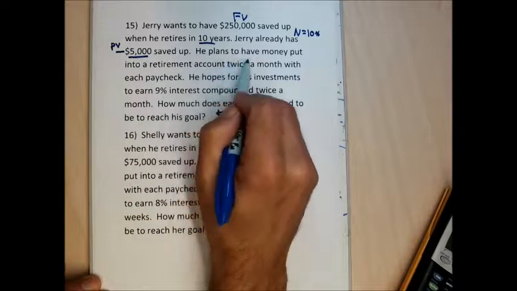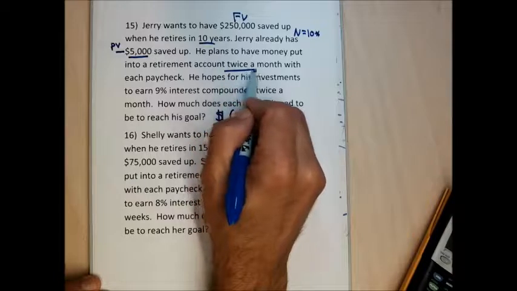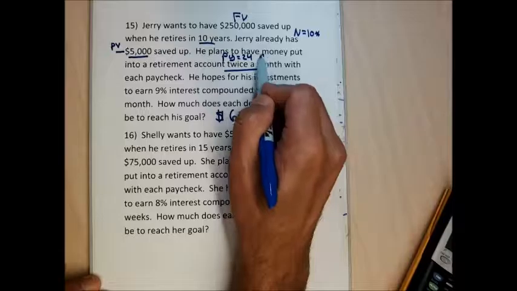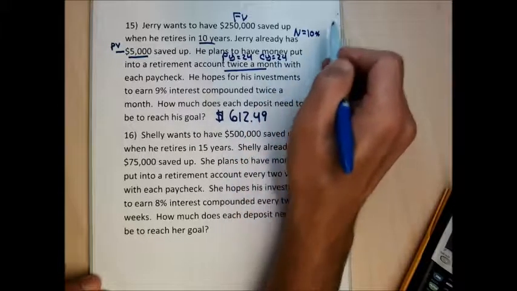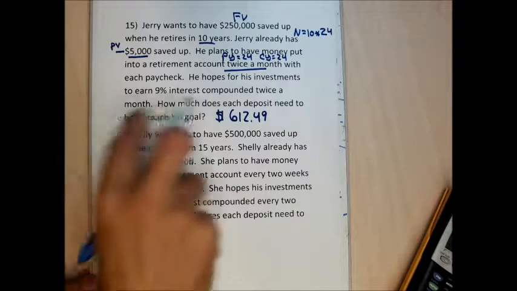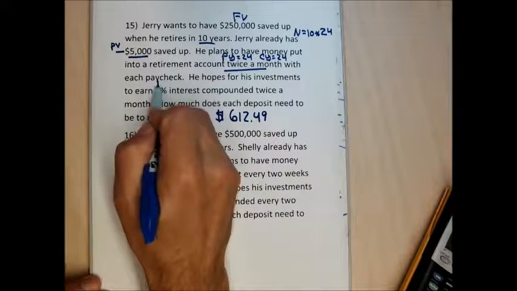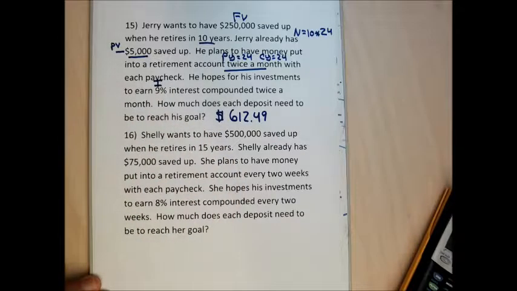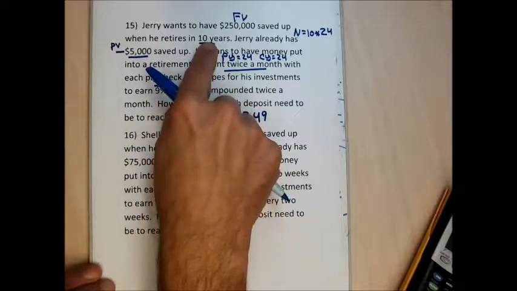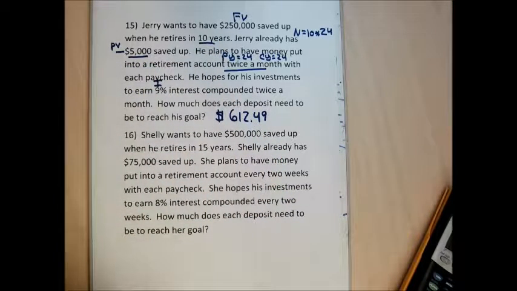He plans to have money put into his retirement account twice a month, so that gives me a PY and a CY equal to 24. Tells me to multiply the 10 years by the 24. He hopes for investment to earn 9% interest, so the I is going to be 9%. And then how much does he need to deposit to reach his goal? That's a monster deposit, because when you have a short amount of time, like 10 years, so if you're kind of older when you start saving up for retirement, it really gets to be really tough to get to the amount that you want to get to.